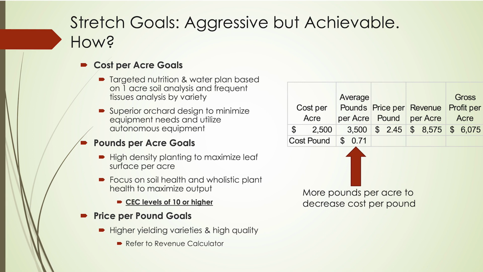One great indicator that we talked about earlier were CEC levels. Our goals are to have CEC levels of 10 or higher. And our price per pound goals are higher yielding varieties of higher quality. The revenue calculator is something that would assist in this. $2.45 a pound, way out of reach last year, but actually under market in many years prior. So now we'll get on to the rest of how we came up with our stretch goals.